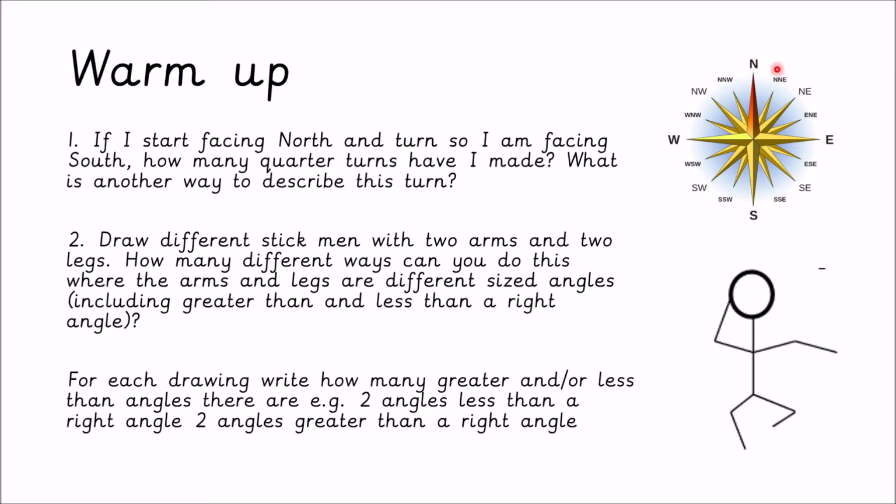If I were facing north and I turned to face south, I would have turned 1, 2 quarter turns. Simple enough, and hopefully most of you got that. The second half of the question though is, what is another way to describe this turn? So I've gone 2 quarters of the way round. If you imagine this circle divided into 4, 2 of the quarters have been gone round. However, 2 quarters is the same as a half. So you could also say I've made a half turn.